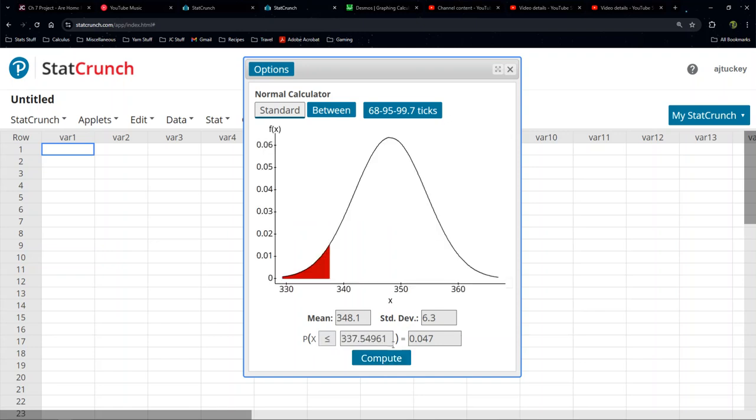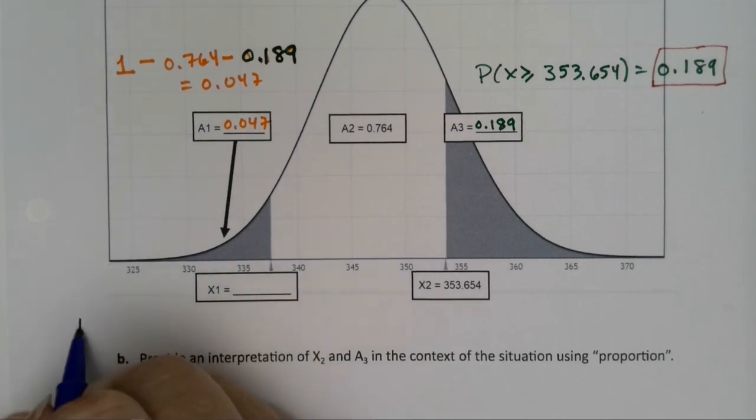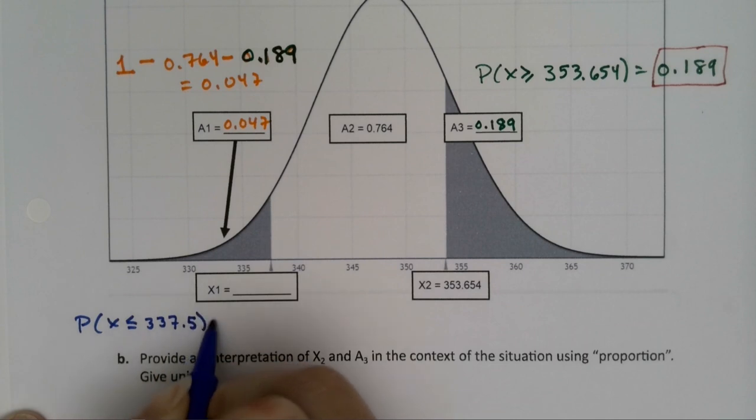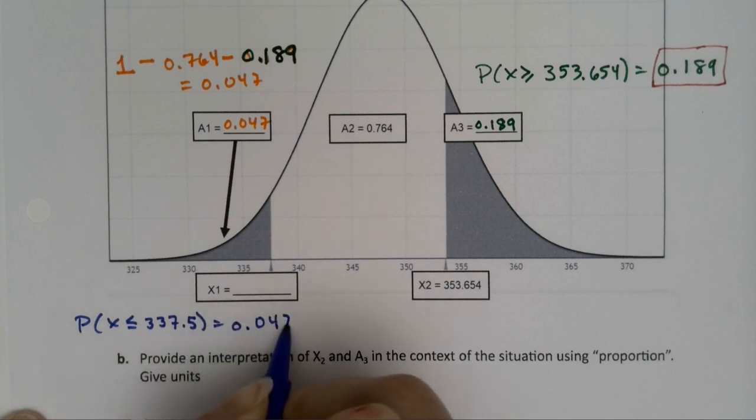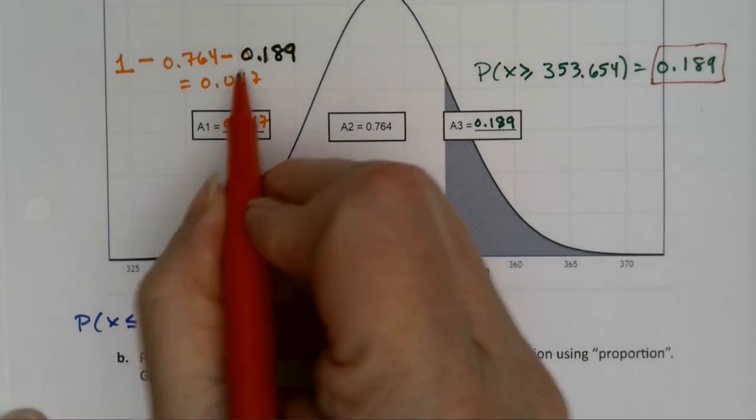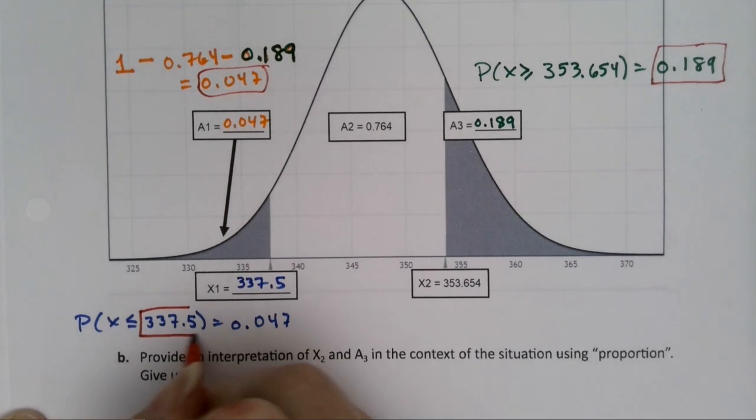And we get 337.5. And I think we're supposed to round to 1 decimal place. So 337.5. So the probability that x is less than or equal to 337.5 equals 0.047. So this number right here is 337.5. That's the answer we were looking for right there.